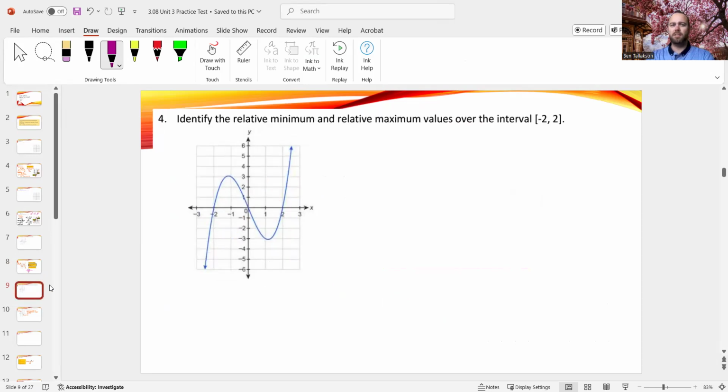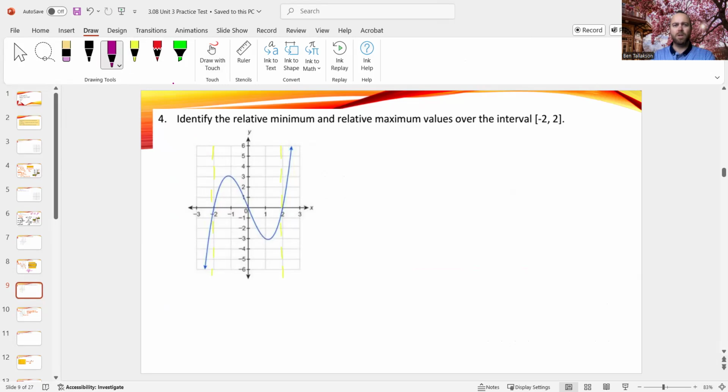Number four, identify the relative minimum and relative maximum values over the interval -2, 2. What does over the interval mean? Well, it means between the x values of -2 and 2. Maybe drawing dashed lines like I am will help you.